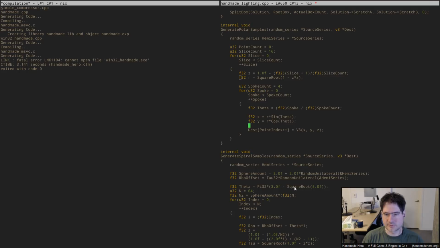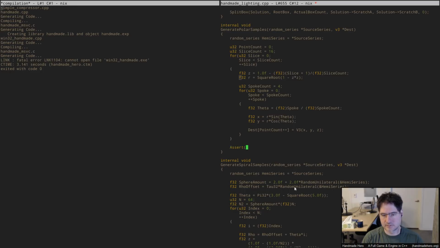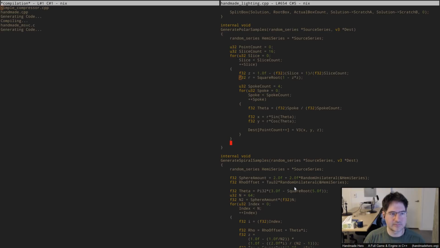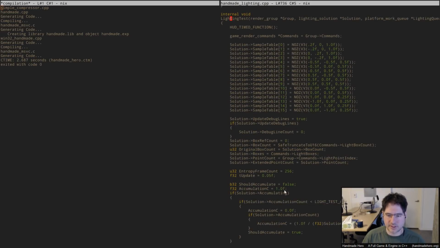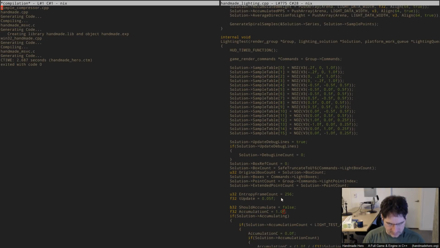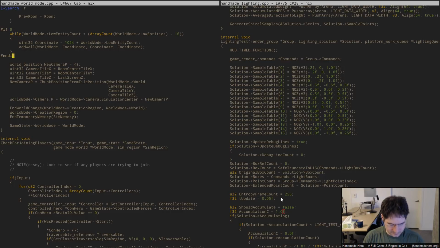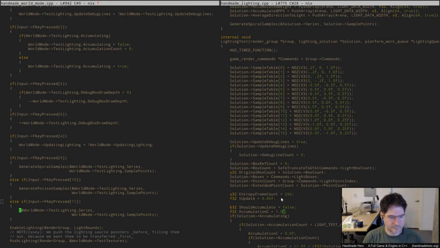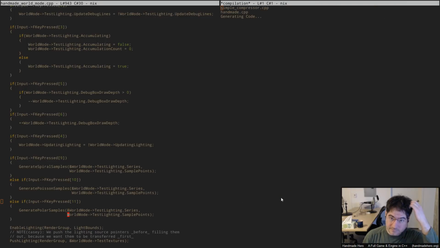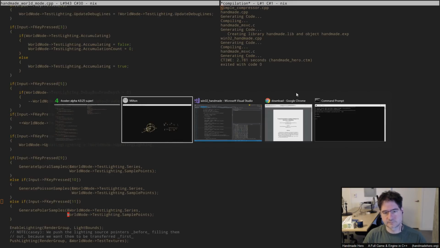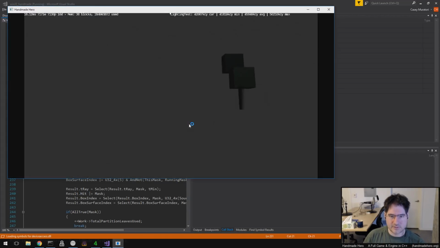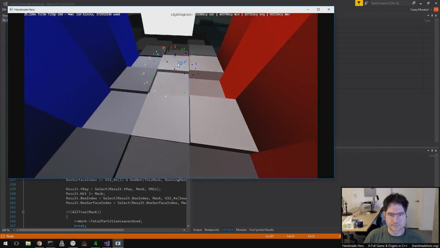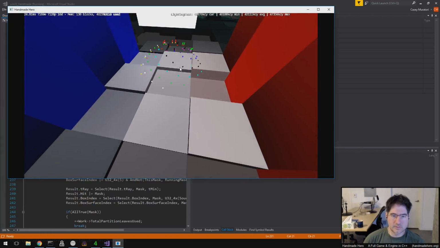I suppose this could just be called point count. Well, I guess I don't know what that is because we don't have that structure here. So generate polar samples is just another thing we could do here. And I can make it in world mode. I can make that be something that we look at. So now, in addition to spiral sample, blue noise sample, we also have whatever this sample is.